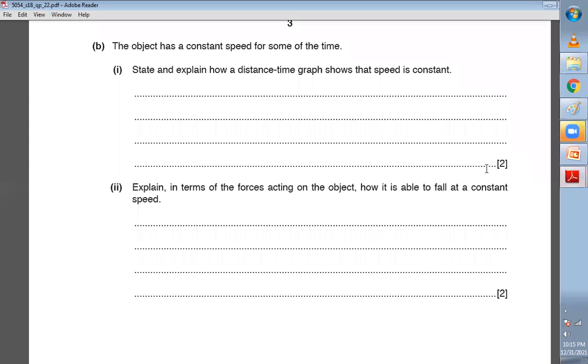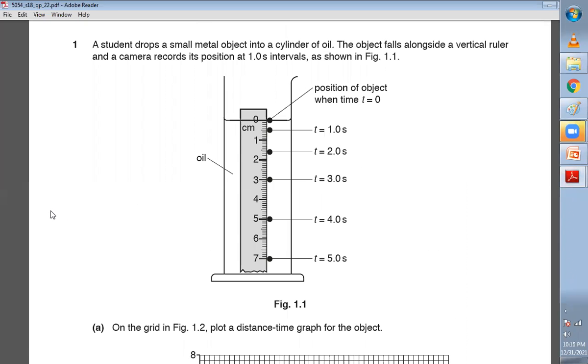So let's move to the next question. Then it says, explain in terms of the forces acting on the object how it is able to fall at a constant speed. You see, the ball's weight is acting downward. These balls are in the oil, moving inside the oil, and their weight is acting downward. And obviously, when they move through the oil, what happens?